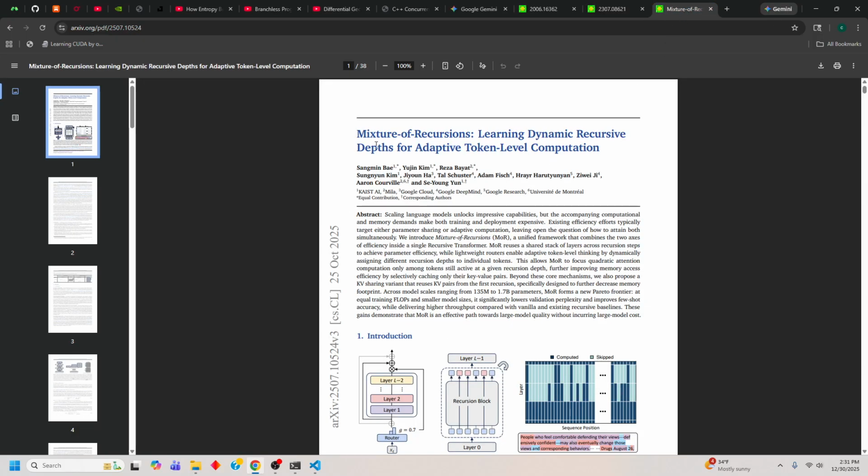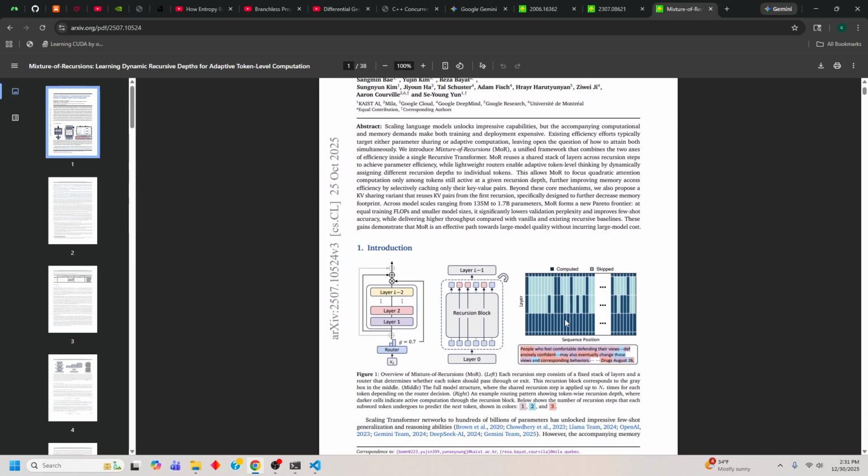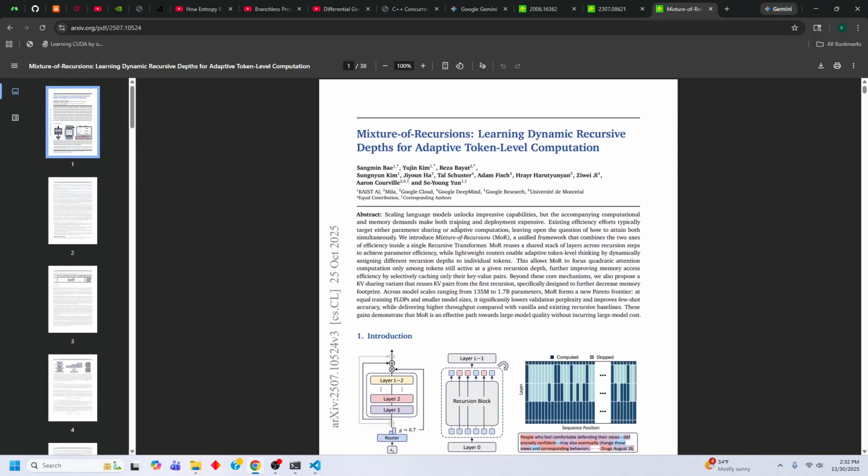But a quick summary. For Mixture of Recursions, I'm only going to do the recursive part, not the router, which selects only certain tokens to go into the next part of the recursion. I haven't figured out the router part yet, so I'm just going to be showing how you code up just reusing layers, which is pretty simple.